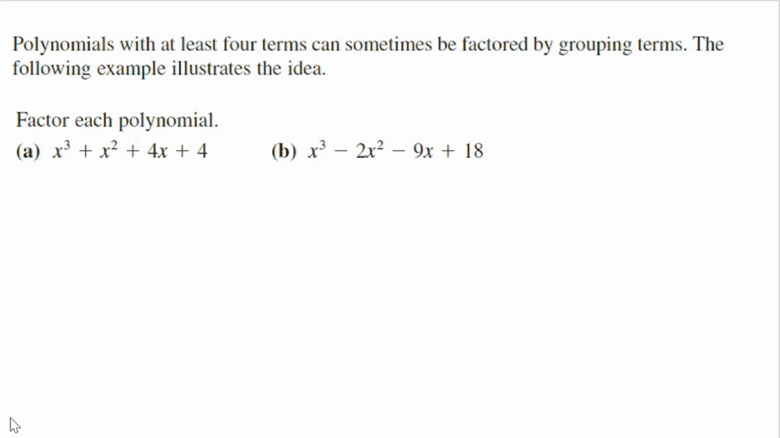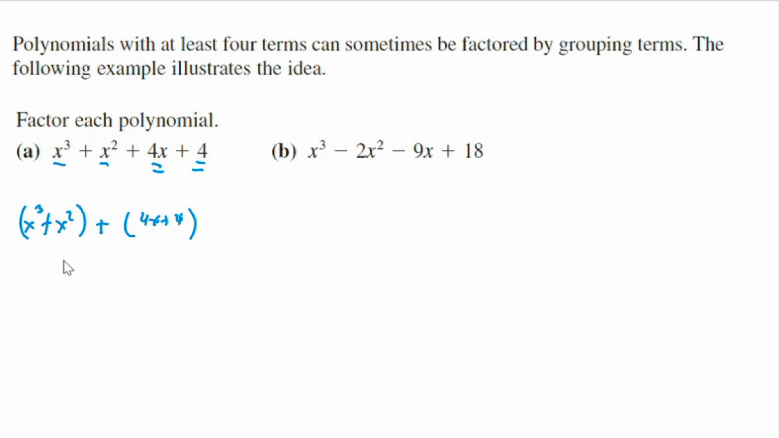So a polynomial with at least 4 terms can sometimes be factored by grouping terms. The following example will illustrate this idea. Factor the polynomial x cubed plus x squared plus 4x plus 4. I'm going to combine the first and the second term, so I can group x cubed plus x squared together. The third sign is positive, so combining this one as well, we have 4x plus 4.